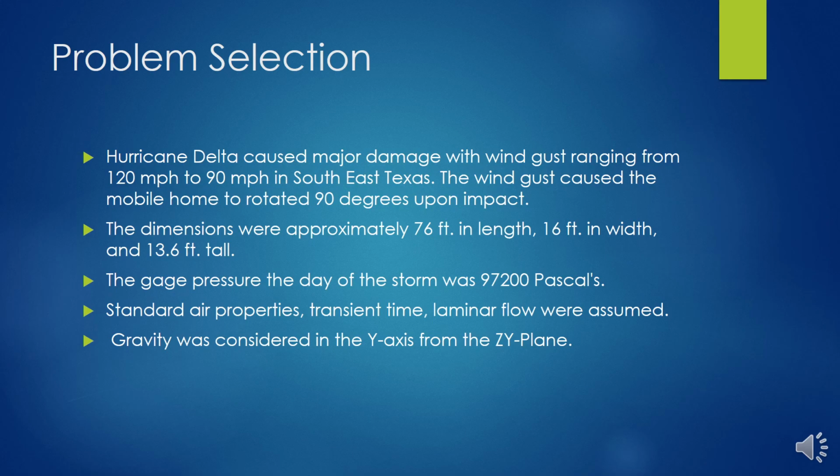The dimensions of this mobile home are 76 feet in length, 16 feet in width, 13 and a half feet tall. The gauge pressure the day of the storm was 97,200 pascals. Standard air properties, transient time, and laminar flow were assumed, along with gravity in the y-axis from the ZY plane.